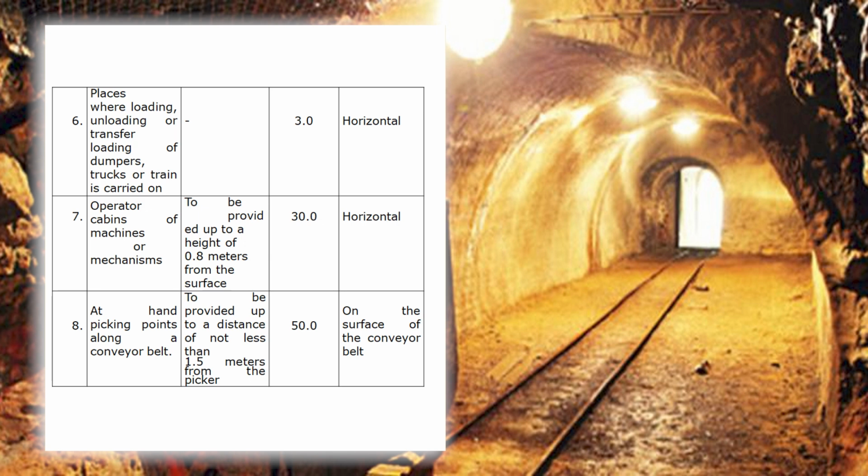Then operator cabins of machines or mechanisms, to be provided up to a height of 0.8 meter from the surface, the lux is 30 and the level is horizontal. At hand picking point along a conveyor belt, to be provided up to a distance of not less than 1.5 meter from the picker, the lux should be 50 and the level is on the surface of the conveyor belt.